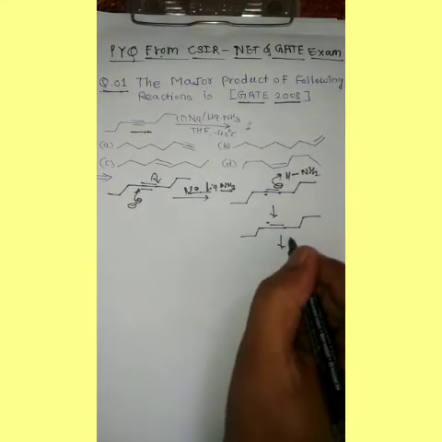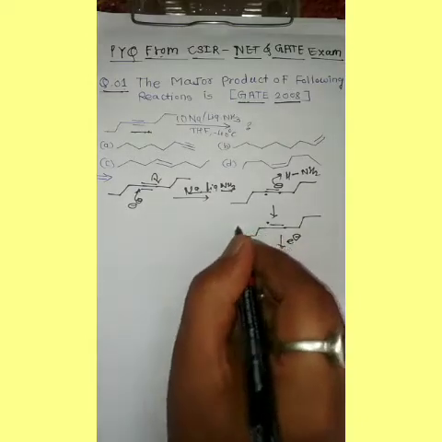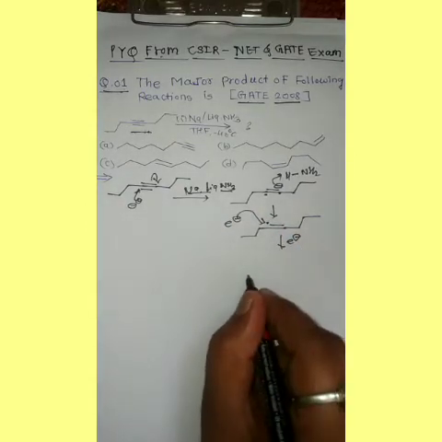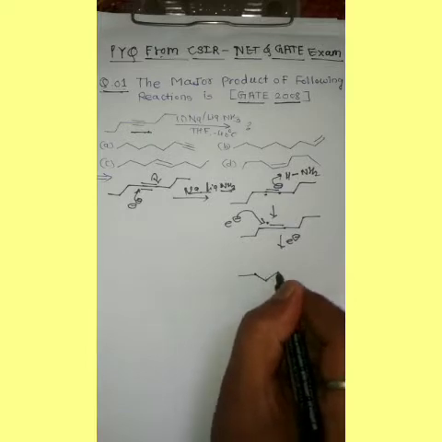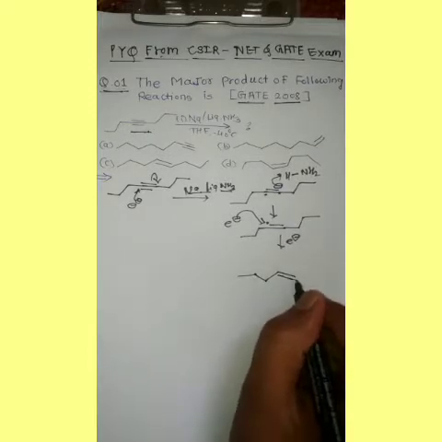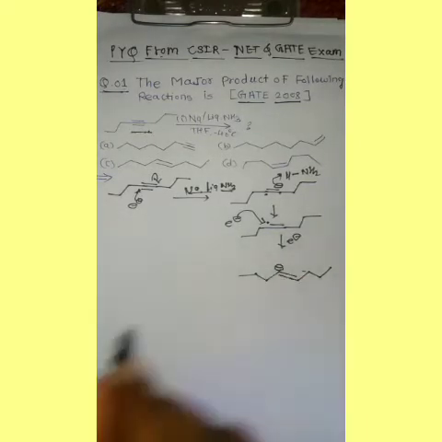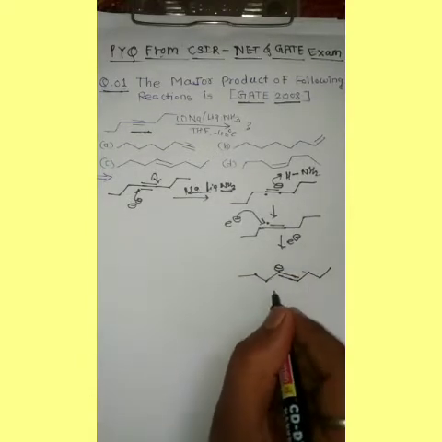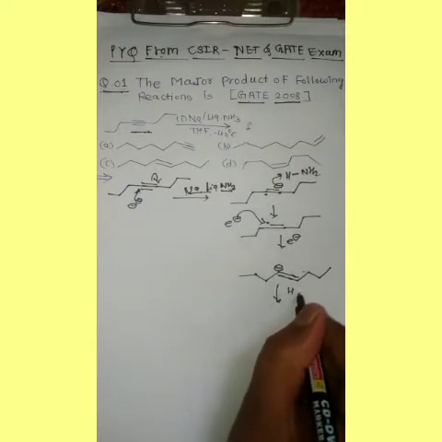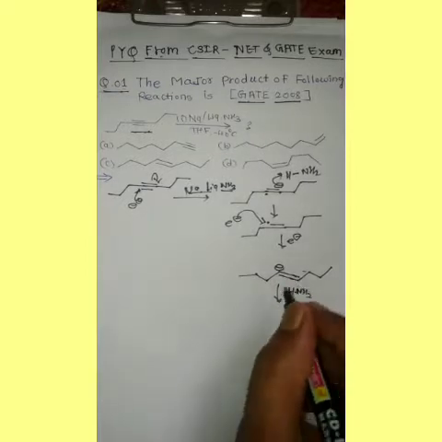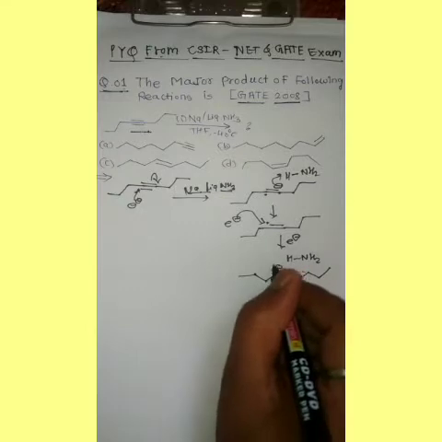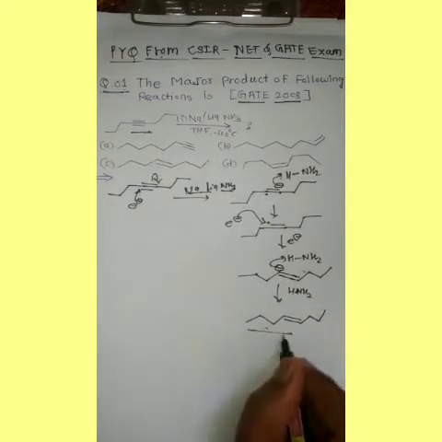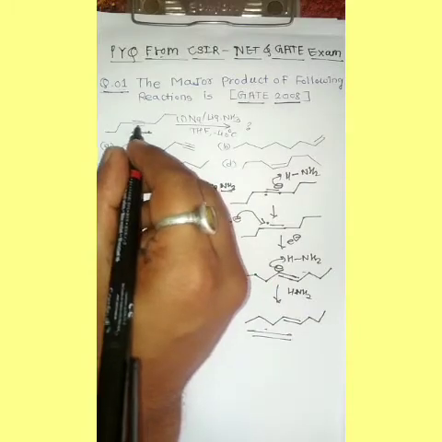Then again the second solvated electron adds over this radical anion, at the position at which the radical is present. We get the vinyl anion. Vinyl anion is stable in the trans form. After that, it abstracts a hydrogen from ammonia, and we get the final product. So on the Birch reduction of the alkyne, we get the trans product.